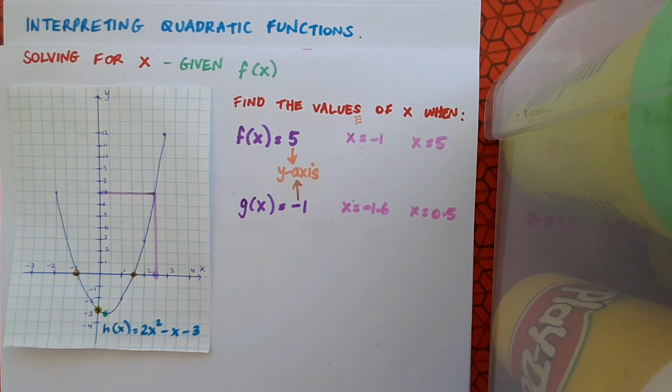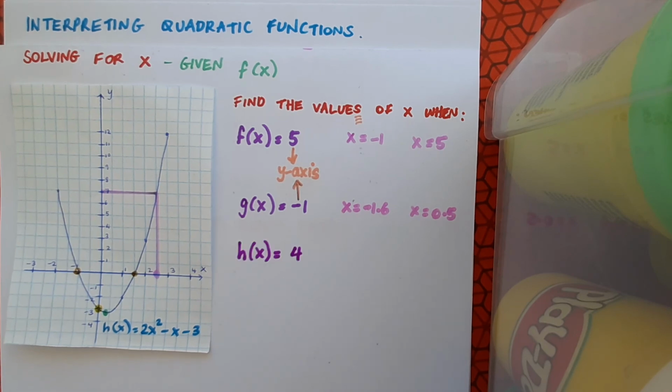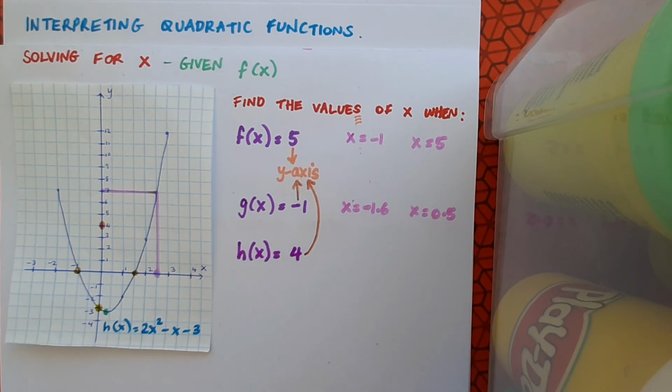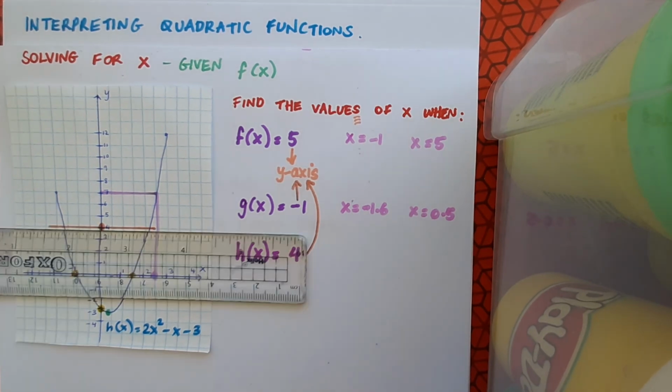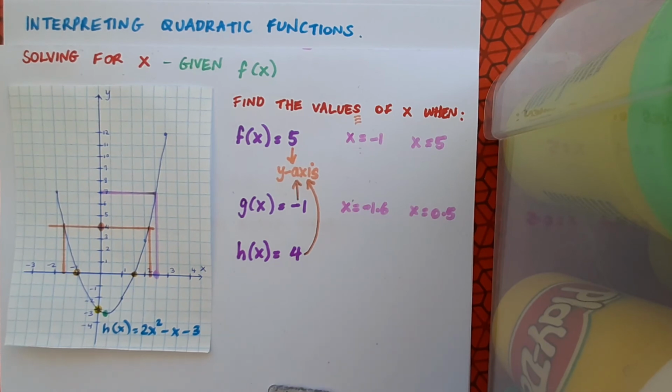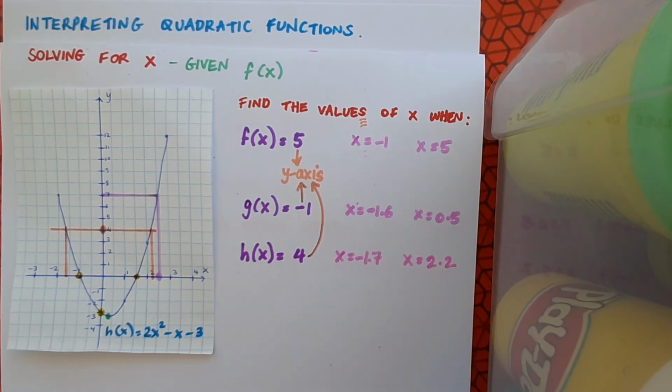Here I have h of x. I want to find the values of x when h of x equals 4. So what should I do? I should go to 4 on the y-axis, and then draw a horizontal line through that number. I'll meet the curve in 2 places, and I'll draw vertical lines to the x-axis. Again, read your solutions as accurately as possible. In this case, I'm estimating -1.7 and 2.2.